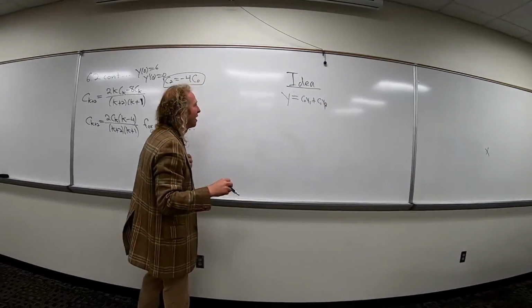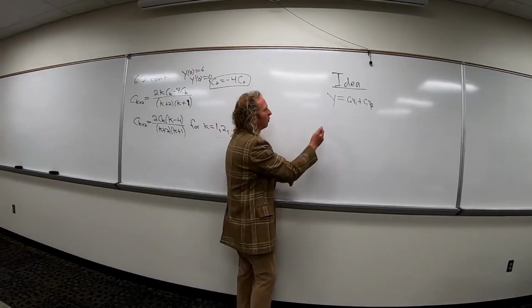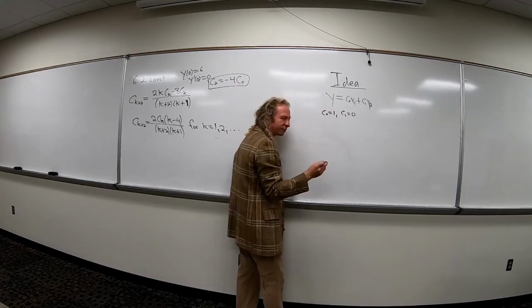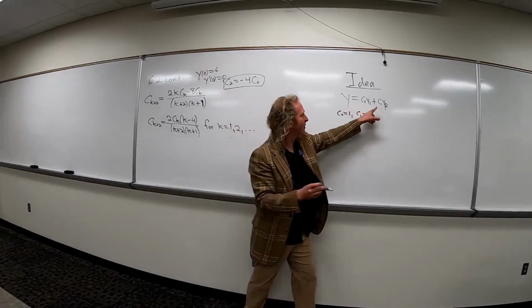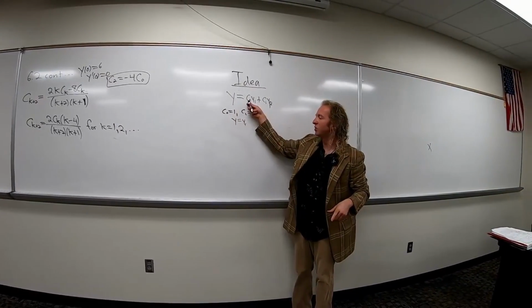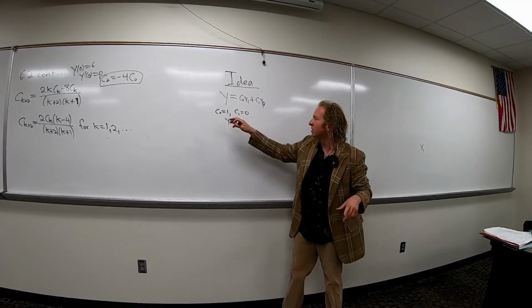And the idea is that when we do this, we do the following. We make C0 equal to 1 and C1 equal to 0. And when that happens, this one goes away. So you just get y equals y1, right? Because this is 1 and this is 0. So that's the first thing we do.